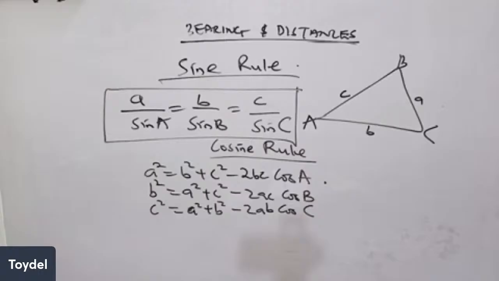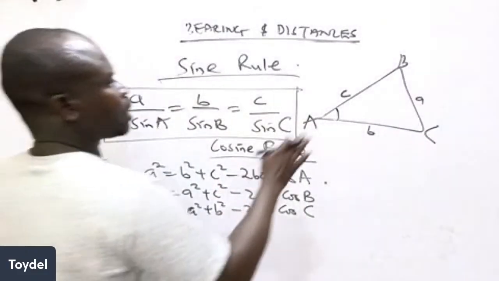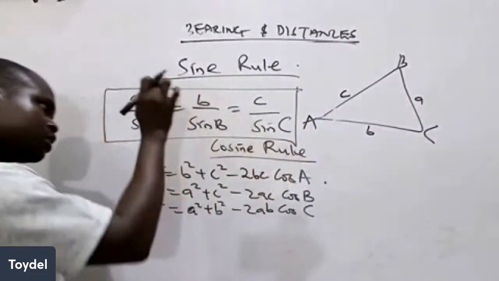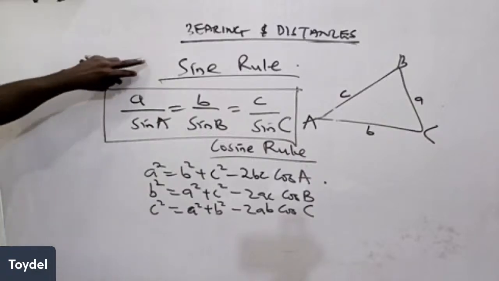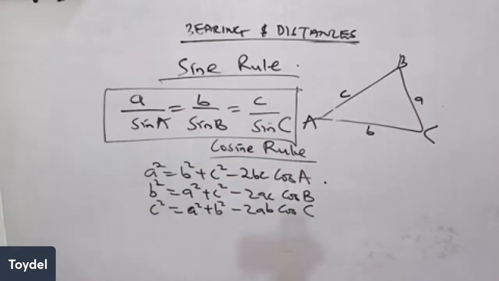If you are given all three sides without an angle, you go ahead and apply the cosine rule. If you are given two sides and the included angle, you use the cosine rule. Apart from those two conditions, any other problem you have under bearing, you are expected to use the sine rule. Okay, this is the sine rule, this is the cosine rule.